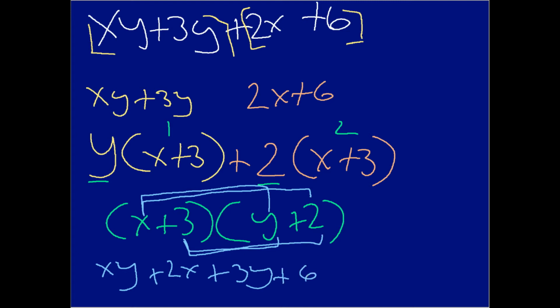And you can see here clearly that this answer at the bottom, xy plus 2x plus 3y, is not in the same order, but it's the same as what we have here at the top. We have the xy here, the xy here.